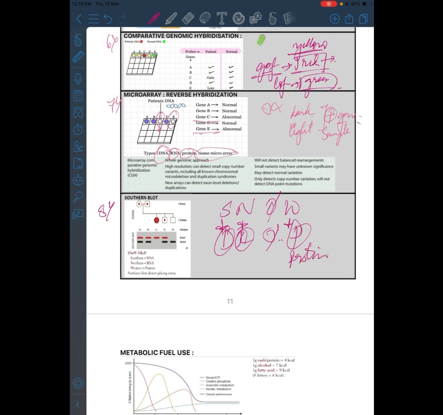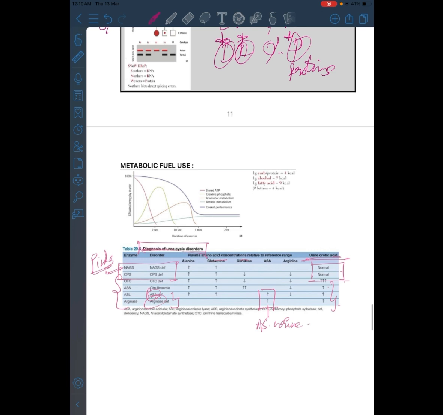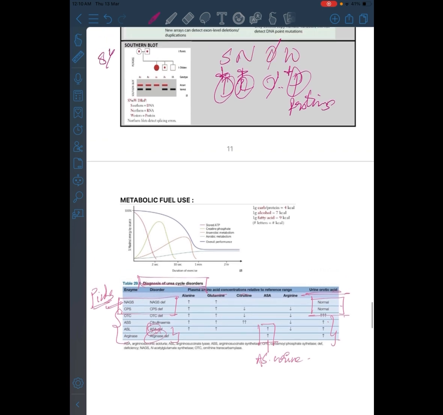Okay, moving on to the second last topic for today, the metabolic fuel usage. Say there is a 2 second short burst of energy required for a particular activity, just 2 seconds. What will happen then? All your stored ATP in the cells will get exhausted. The stored ATP is sustainable only for 2 seconds. What will happen after that? You can see the peak rising for creatine phosphate. Your muscles will then work for 10 seconds to provide you additional energy.